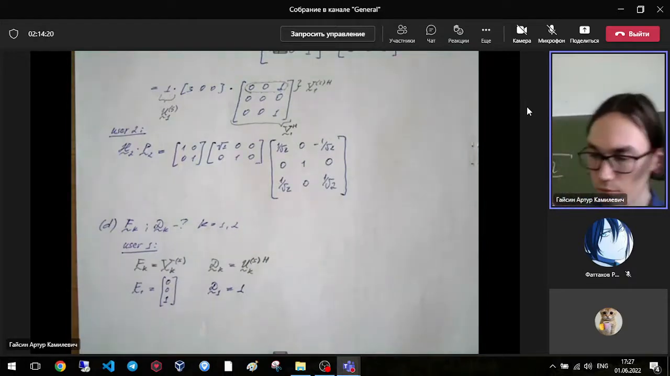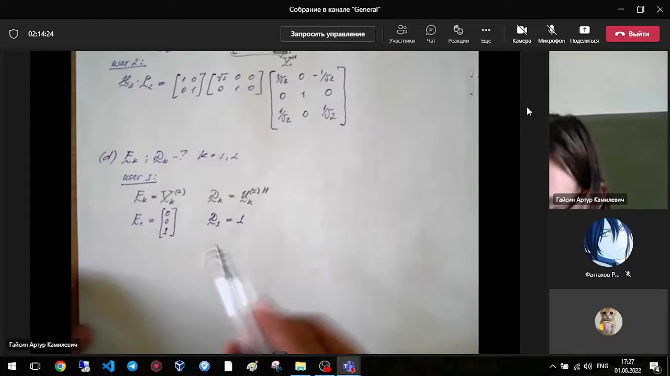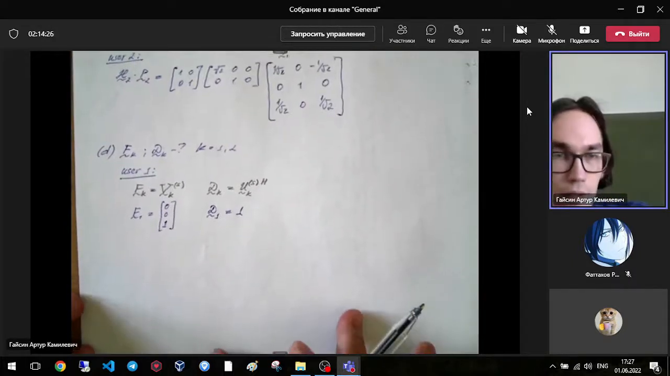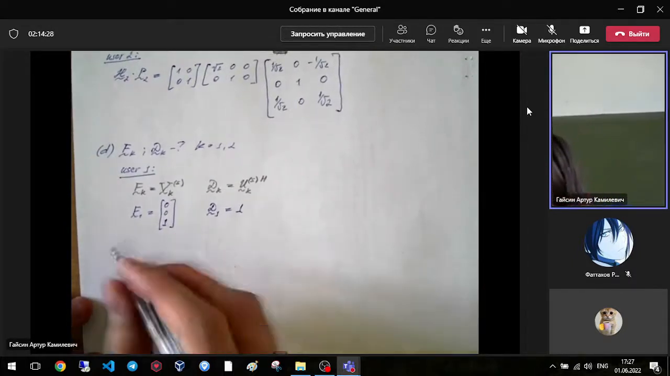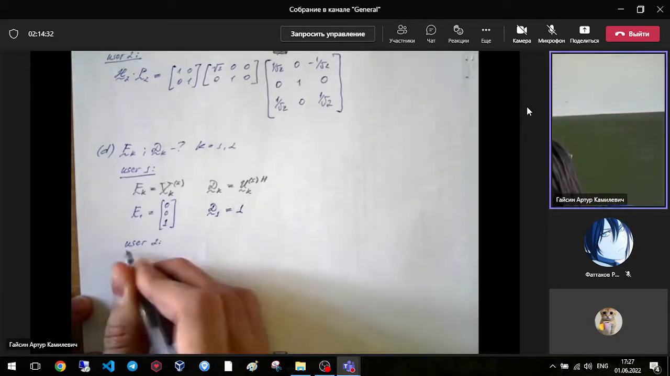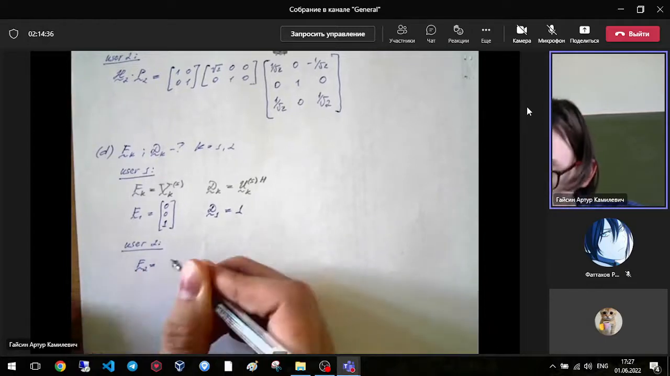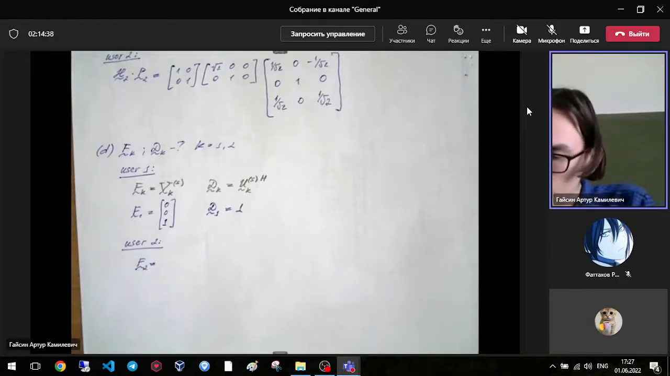And let's write same thing for user 2, and then we will see the homework number 2. So user 2. So F2 should be equal to V2.